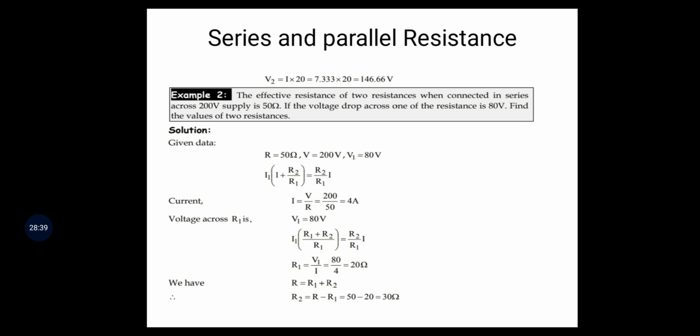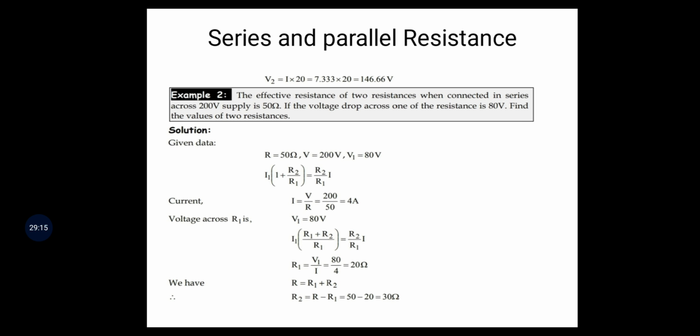We are rearranging the formula: I1 into (1 plus R2 by R1) equals R2 by R1 into I. The total current I equals V by R, that is 200 by 50, which means 4 amperes.